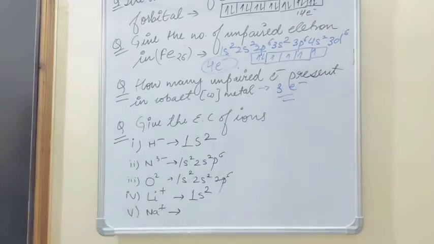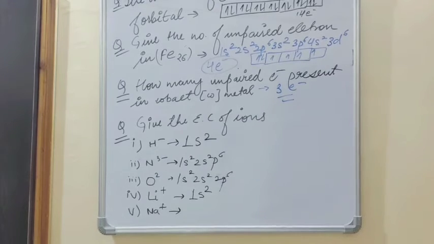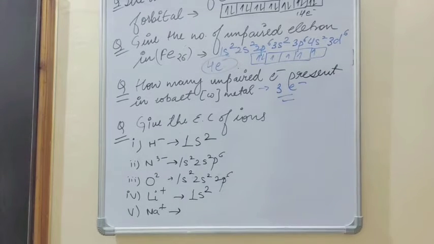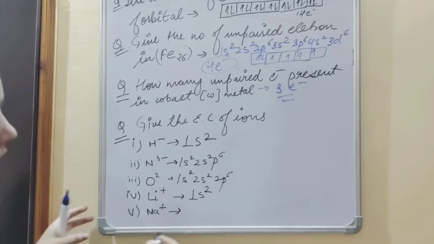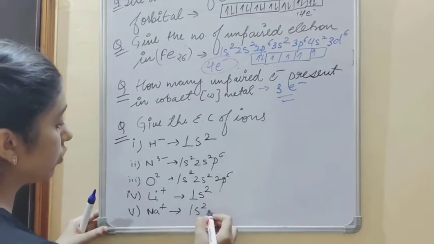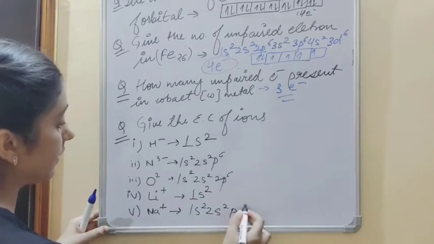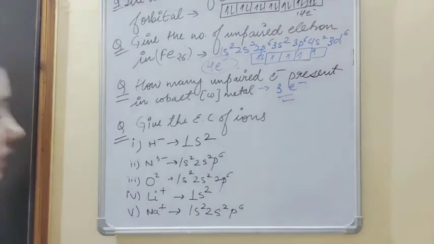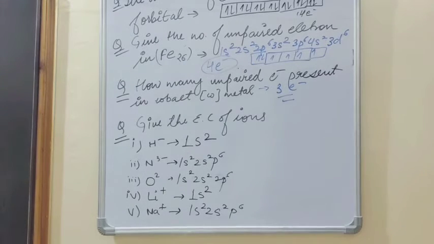For sodium the atomic number is 11, and plus 1 indicates that there is a removal of one electron from the outermost shell, and again the electronic configuration will become 1s2, 2s2 and 2p6, because the addition of these is equal to 10.